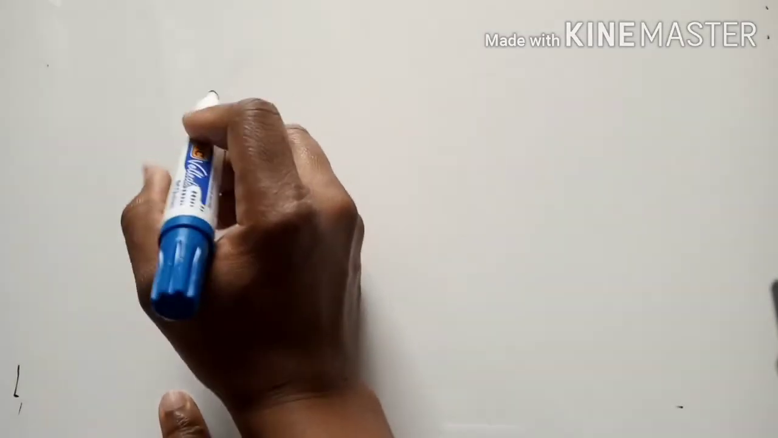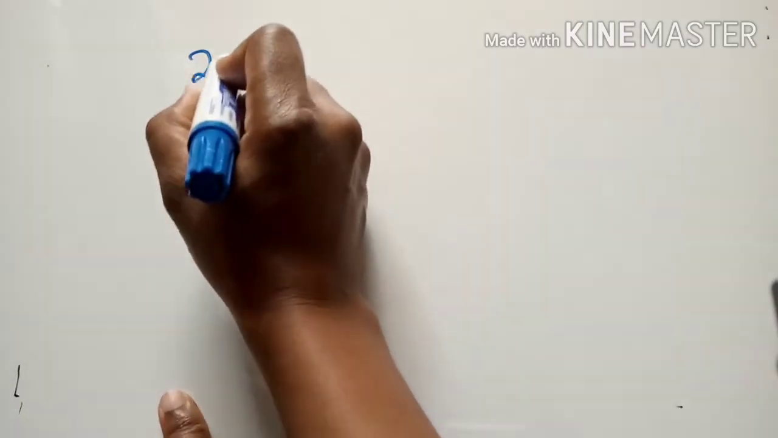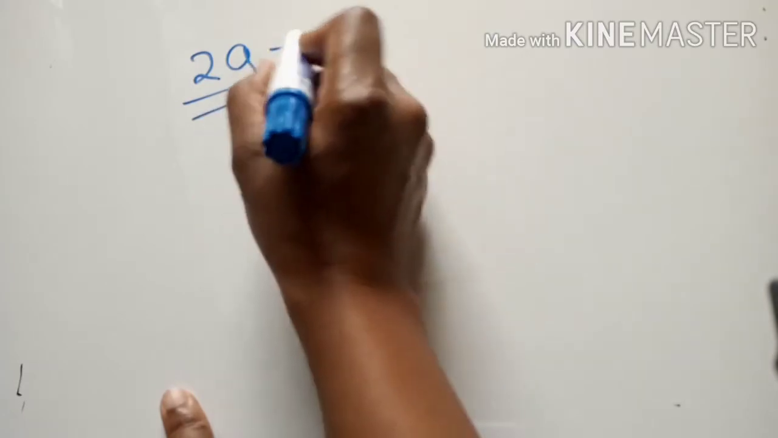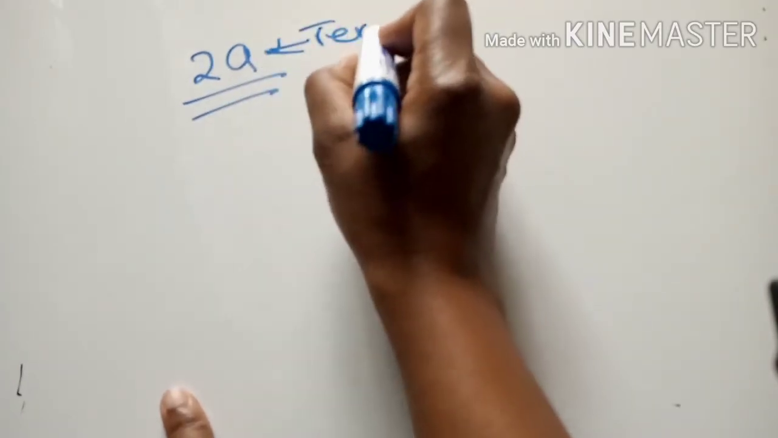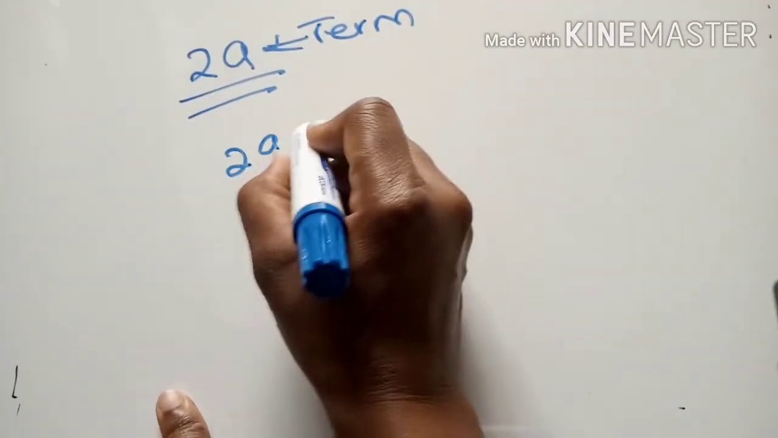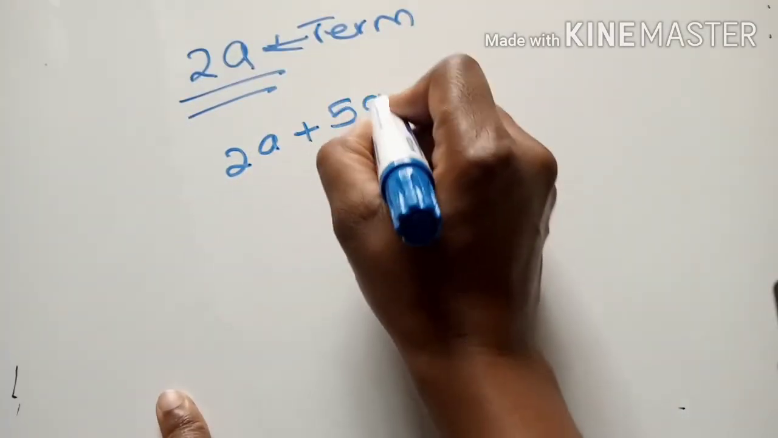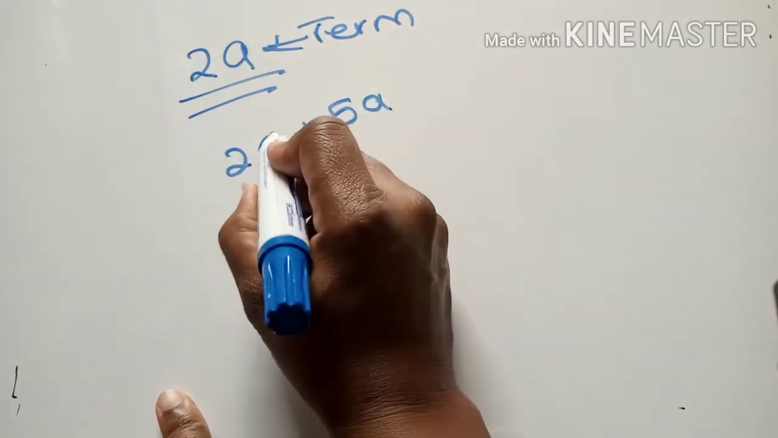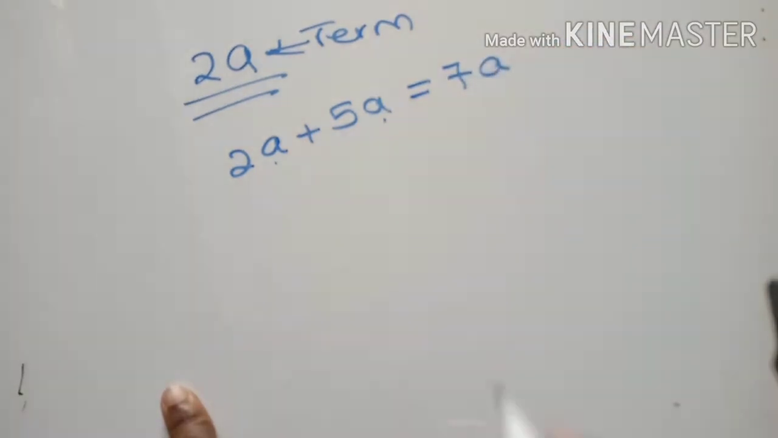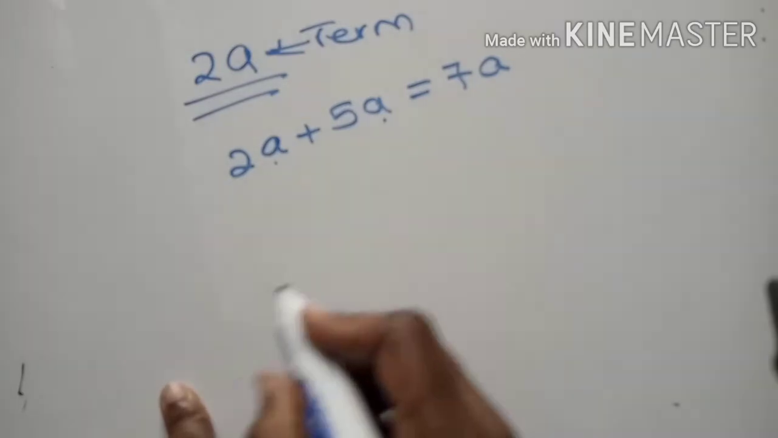In algebra, when you're talking about a term, we are talking about a number and a letter. So this makes what we are going to call a term. Okay, so I can have a term 2a and another term 5a. I add them together. Since they are the same, a and a, I can add them and say it is 7a. So we normally say that you add like terms together.